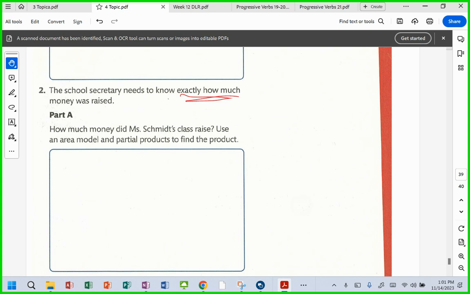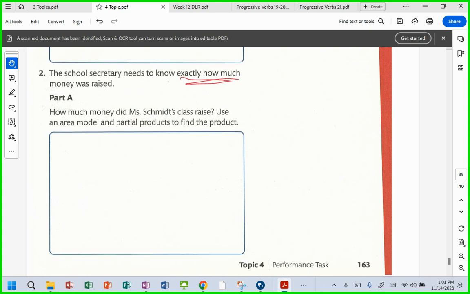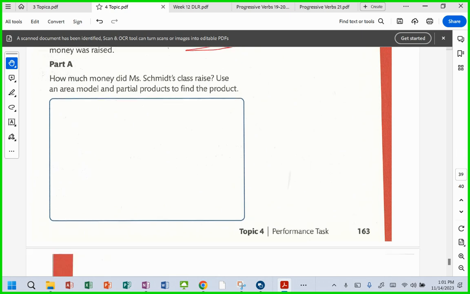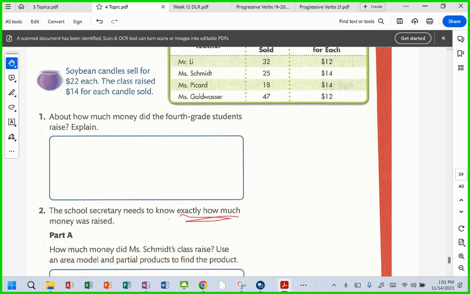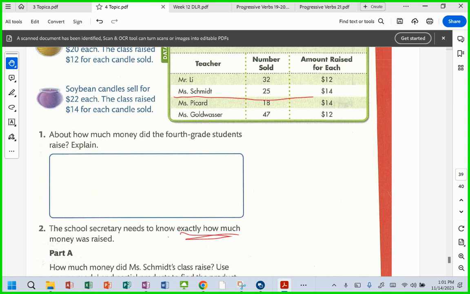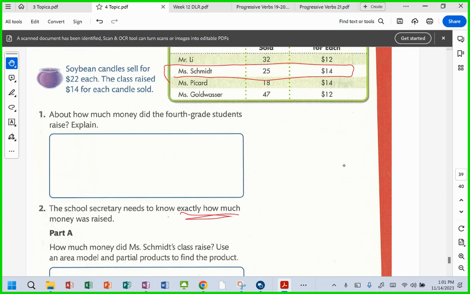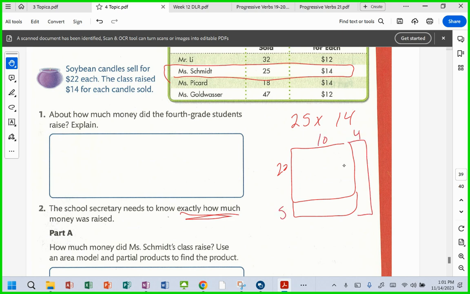How much money did Mrs. Schmidt's class raise? Use an area model and partial products to find the product, all right? We're talking about Miss Schmidt's class right here, right? So it would be 25 times 14. Now your area model, you would do right here, 20 and 5, right? 10 and 4 here. Don't forget to put the 4 down there. You guys can handle that.